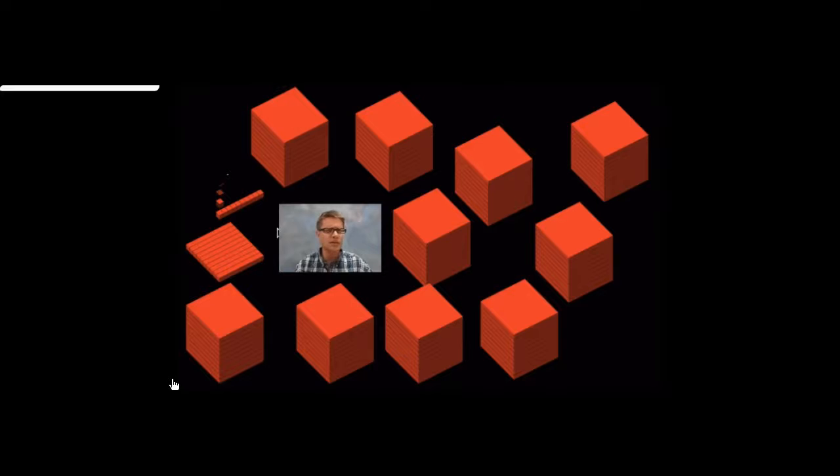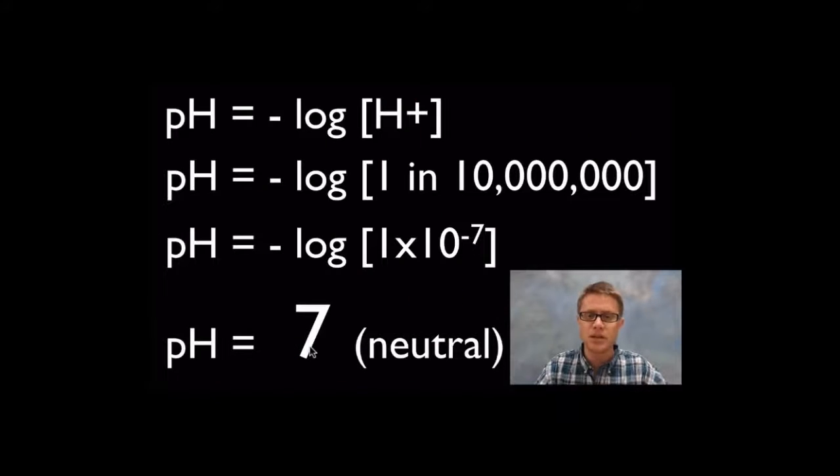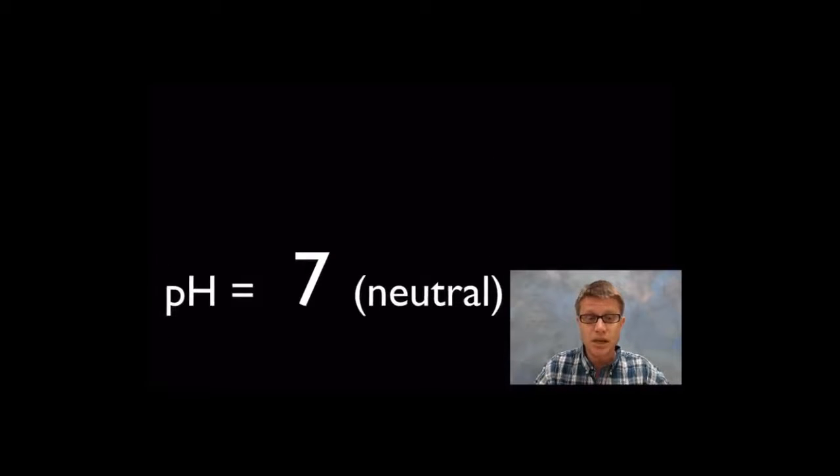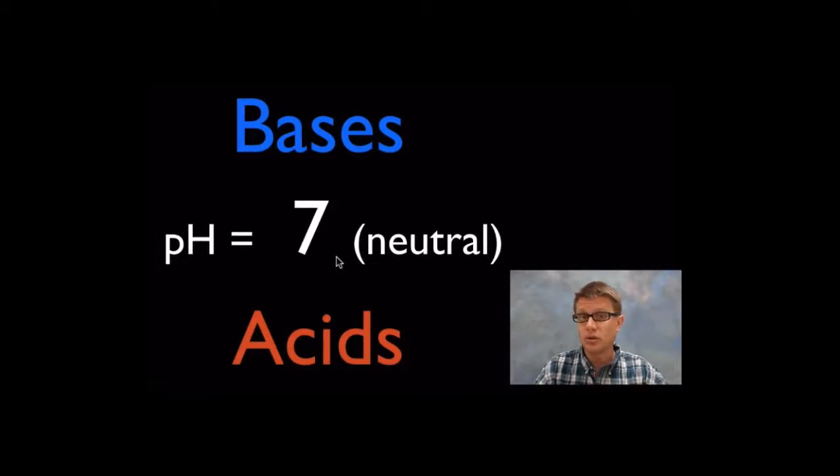And so that 1 in 10 million, I want you to think about that for just a second. And so the pH is going to be 7. And this gives us a number that we can actually deal with. And so what does it mean if the pH is 7? It means that the concentration of this hydrogen ion is going to be really, really small. And if we ever vary that, then we're going to be varying the pH. And so pH of 7 is neutral. But if we ever have a value greater than 7, it's going to be a base. And if it's ever lower than that, then it's going to be an acid.